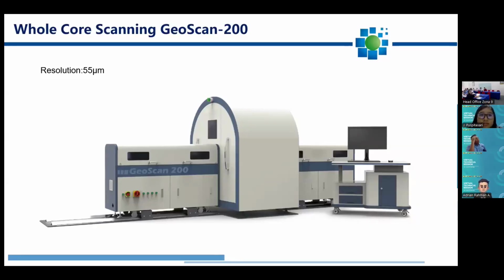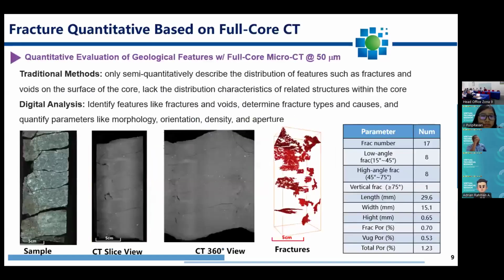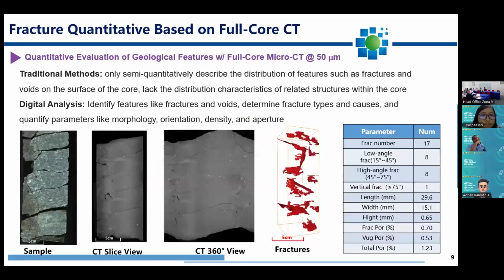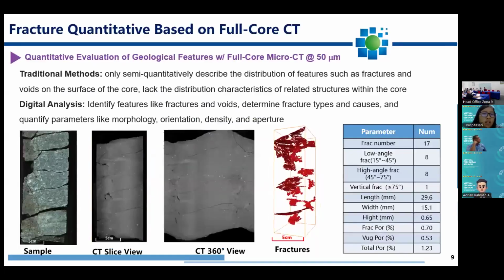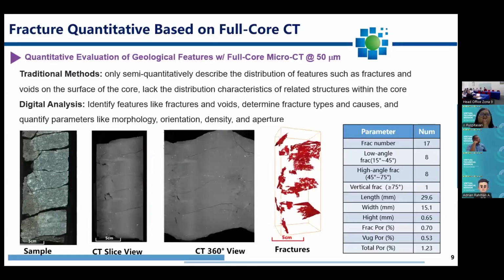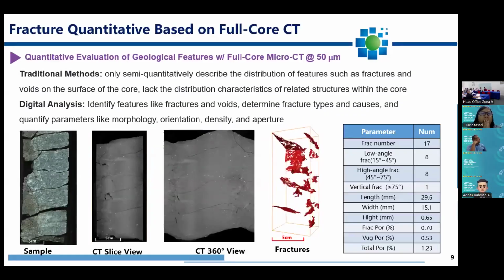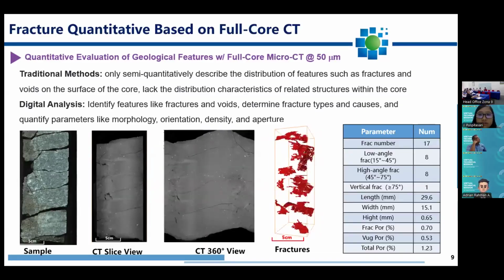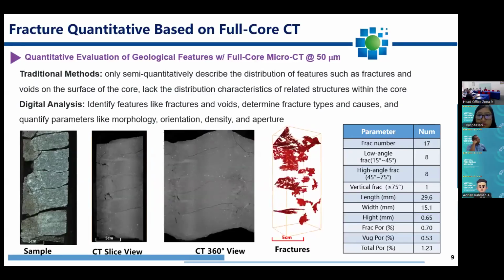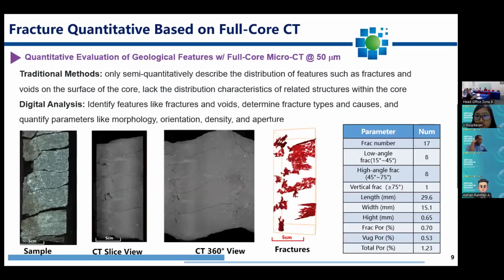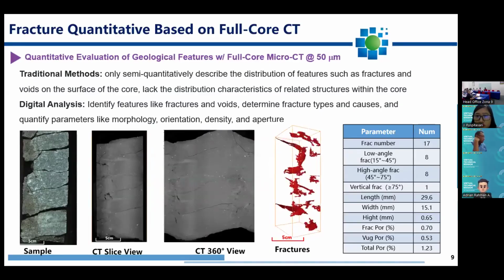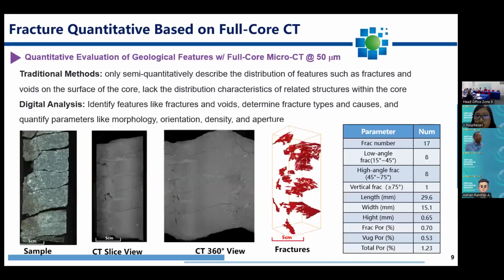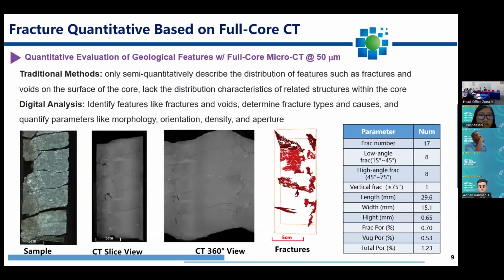I just give you some quick examples of what the 55 micrometer CT can do. Basically, we get the picture of the core and also the information on fractures, and have all the statistics about the length of the opening. We also use the fractures to calculate fracture permeability and porosity. So, just very quick.